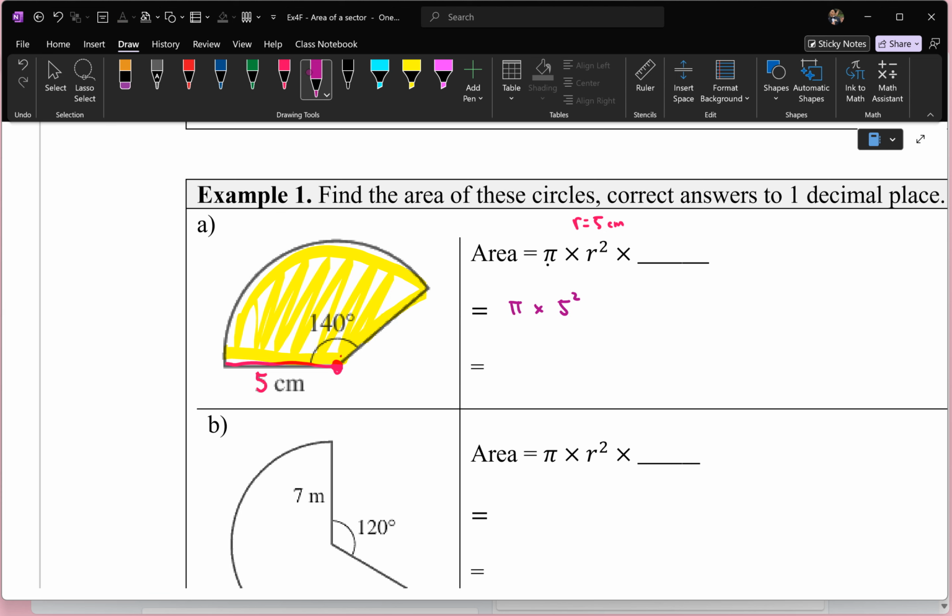I know it's pi times radius, which is normally pi times 5 squared. That should give you the area of a full circle, but I don't want a full circle. What I want is I only want 140 degrees out of a total of 360, because 360 is a full circle, right? So I don't want the full circle. I only want 140 out of 360.